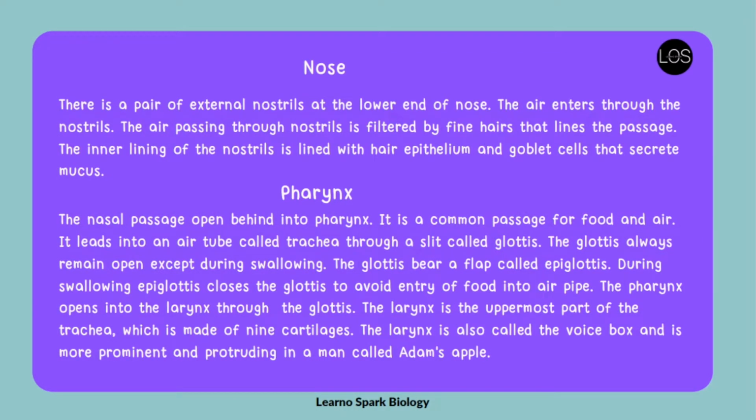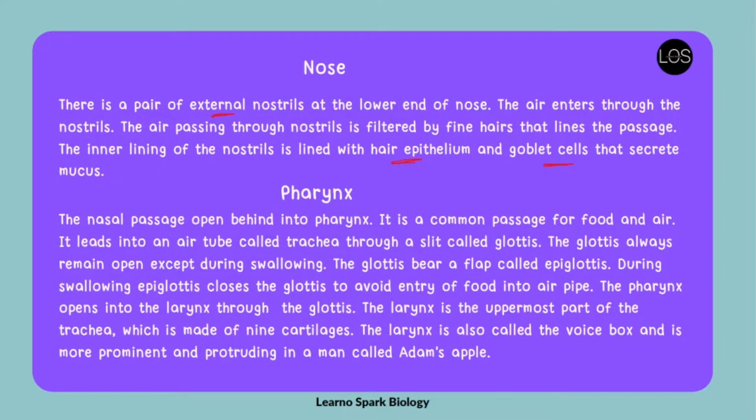Talking about the nose, nose has a pair of external nostrils. The air enters through these nostrils only. The inner lining of nostril is lined with hair epithelium, that means it has fine hairs for filtering the air which is passing through the nostrils. Also, it has goblet cells that secrete mucus inside the nose. The function of mucus is to keep the lining of the nose moist and also it warms the air that you inhale.